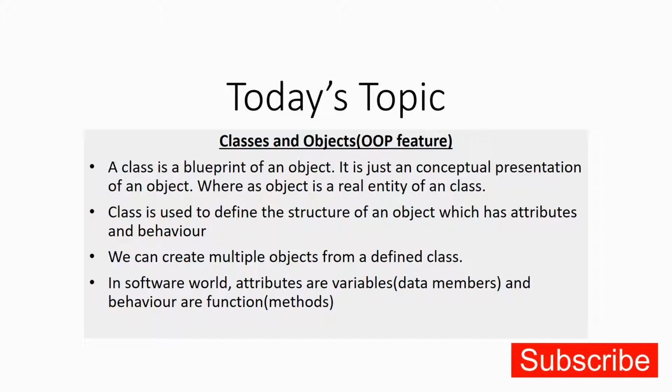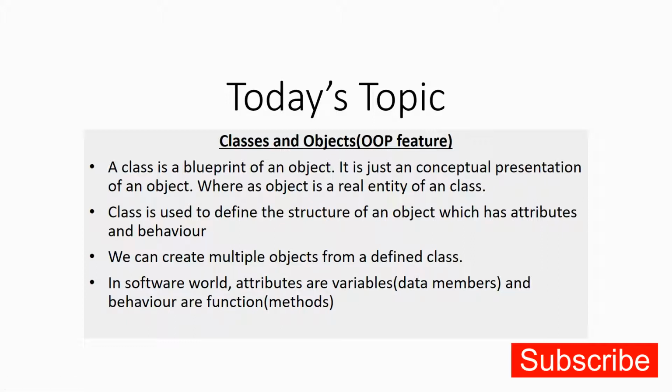And it will have certain behavior. Behavior, in the programming world, will be the methods, the functions in fact. The functions that we write inside a class, that will be the behavior. And then we can create multiple objects from a defined class. Once we have a properly structured class, from that class we can create objects. In the software world, attributes are basically variables which we call data members, and the behaviors are basically functions which we call methods.